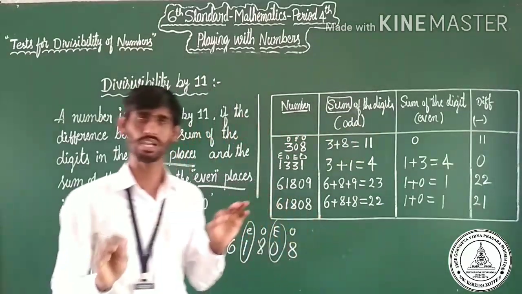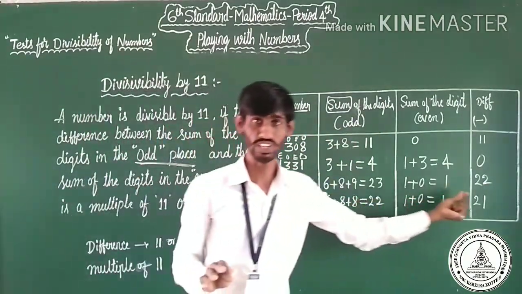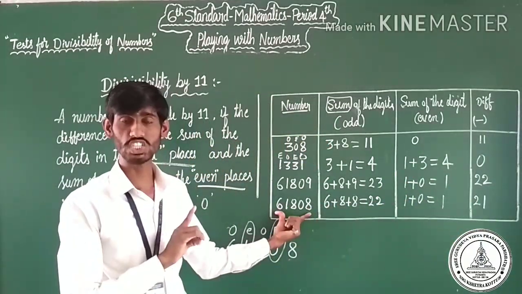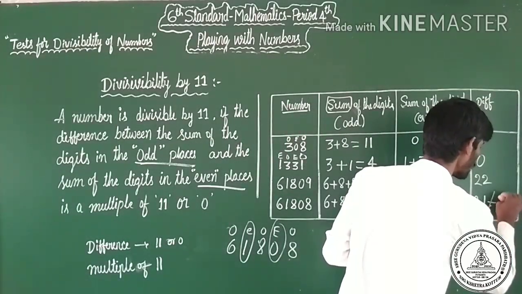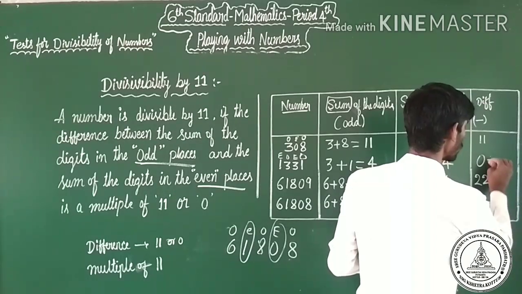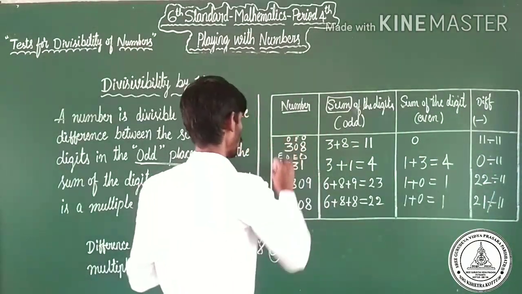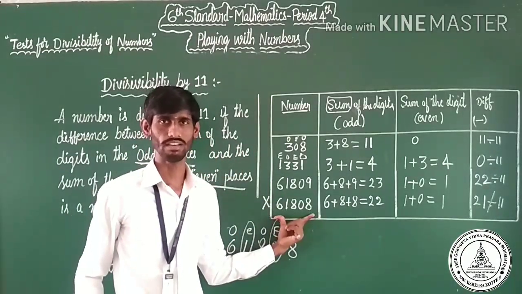Is 21 a multiple of 11? In the table of 11, does 21 come? No. So that's why the given number is not divisible by 11. It does not pass the divisibility rule by 11. The earlier numbers were divisible by 11.